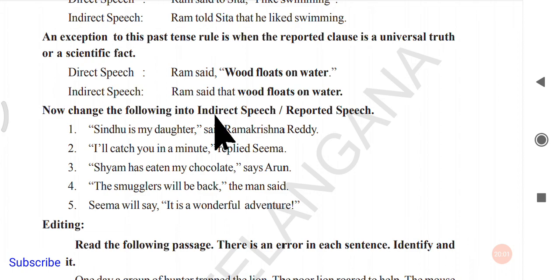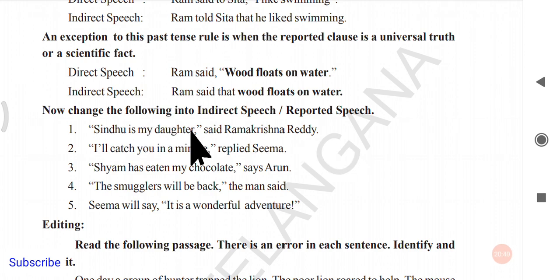Here we see the first one. Sindhu is my daughter, said Ramakrishna Reddy. Now change it into indirect speech or reported speech. You can use the rules that are there above. Look at the first one. Sindhu is my daughter. What kind of rule can we apply to this sentence here? It is a universal truth. So you cannot simply change what is in the reported clause here. You can simply say Ramakrishna Reddy said that Sindhu is my daughter.